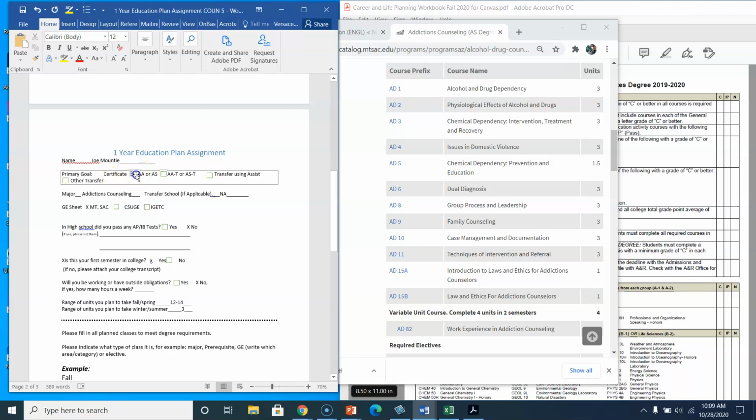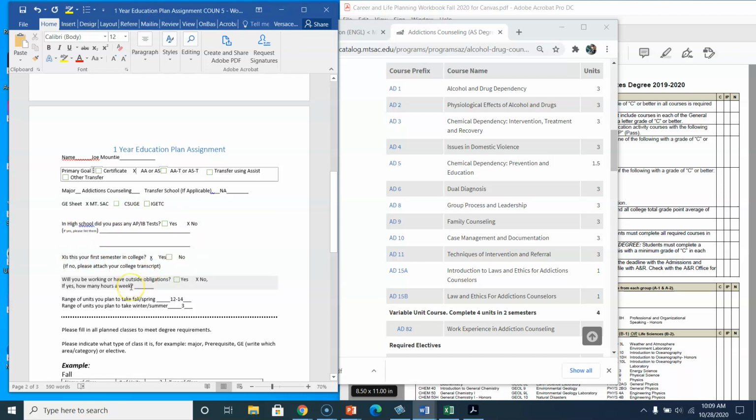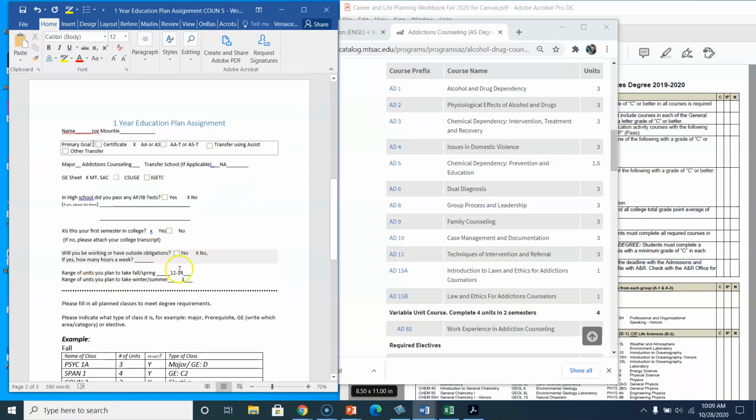So he's going to get an AA degree or an AS degree. So I will mark that, done. His major is addictions counseling. He's not planning to transfer, so he's going to use the Mount SAC GE pattern. Did he take AP in high school? No. Is this his first semester? Yes. He's not working. These are the number of units he wants to take.